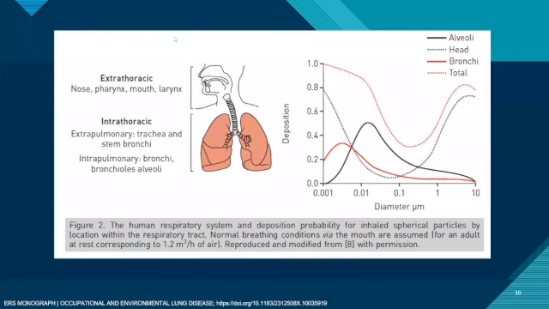Furthermore, gases with very low solubility in water, such as oxygen, tend to follow the airstream to the lower airways, whereas gases with high solubility in water, such as ammonia, will tend to be absorbed and therefore affect mainly the upper airways.